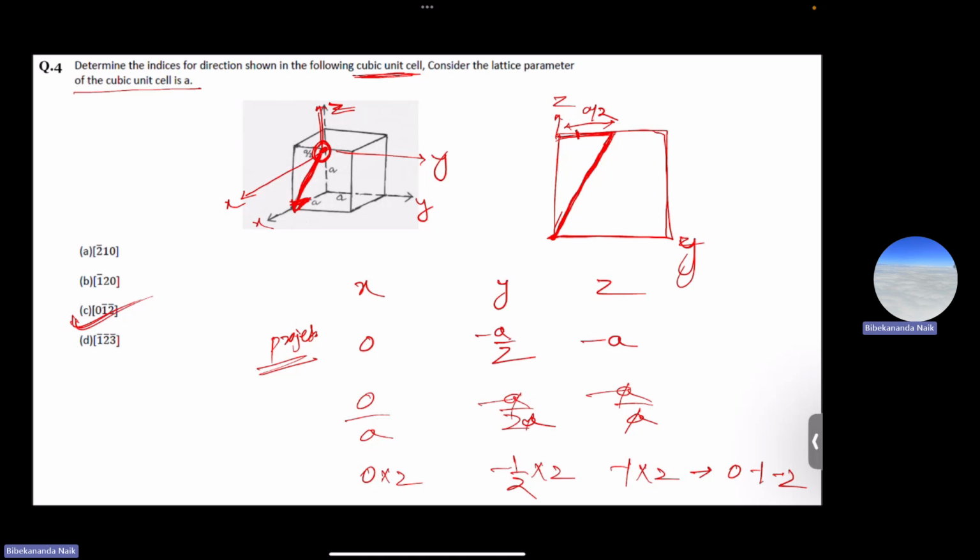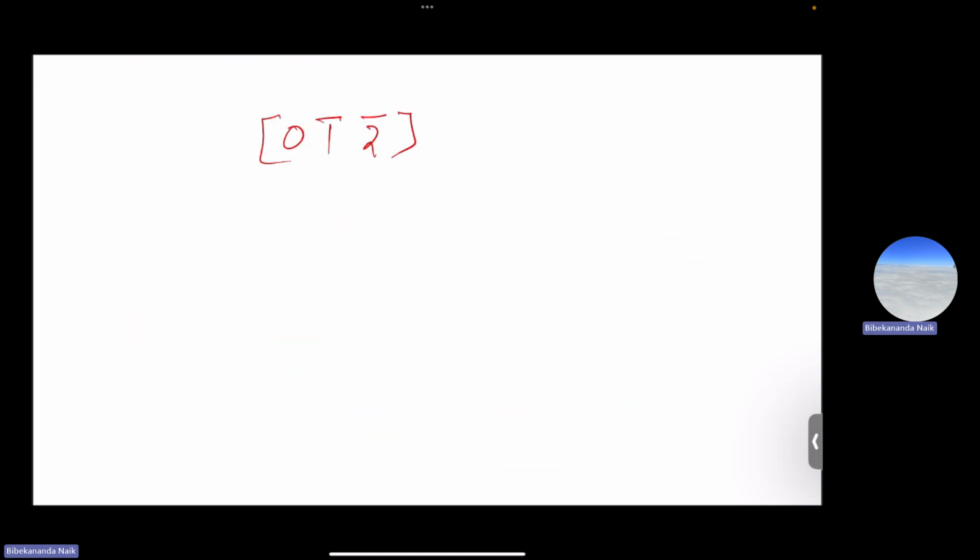Since it was cutting the y-axis at minus A by 2, the crystal directions can contain any reciprocal numbers, so you will be multiplying 2 to all these three numbers, which will give us 0, minus 1, and minus 2. Since we moved in the negative direction, that's why minus signs arise. So the correct option will be 0, minus 1, minus 2, that is option C.